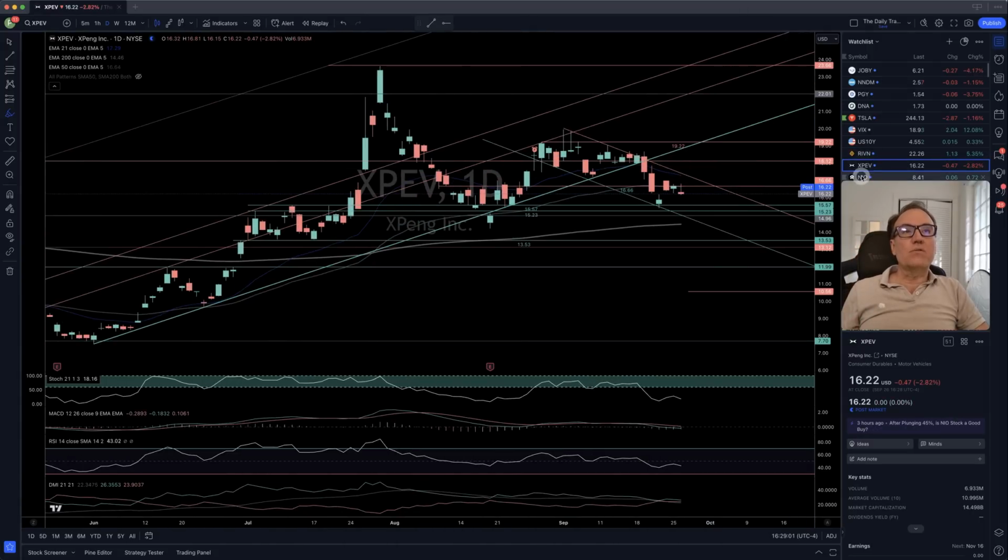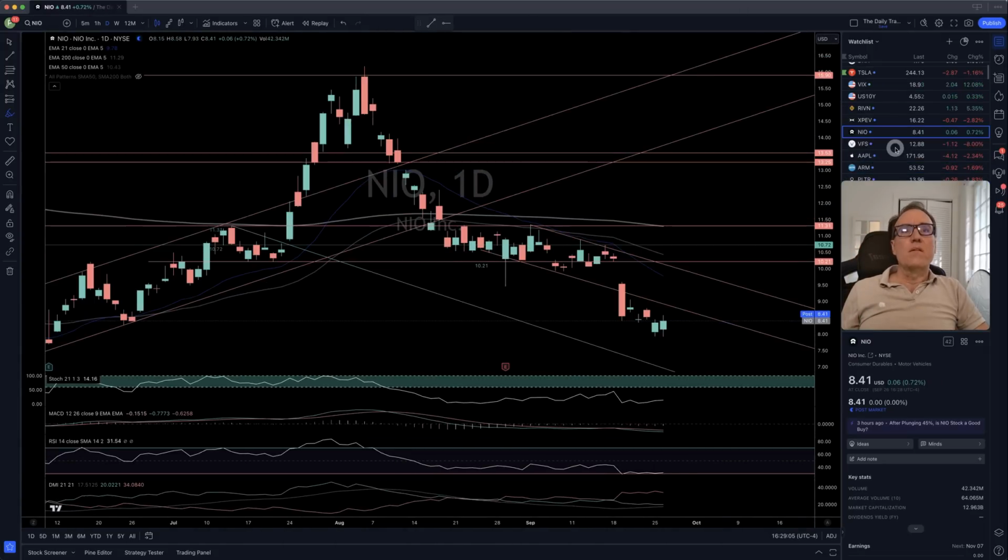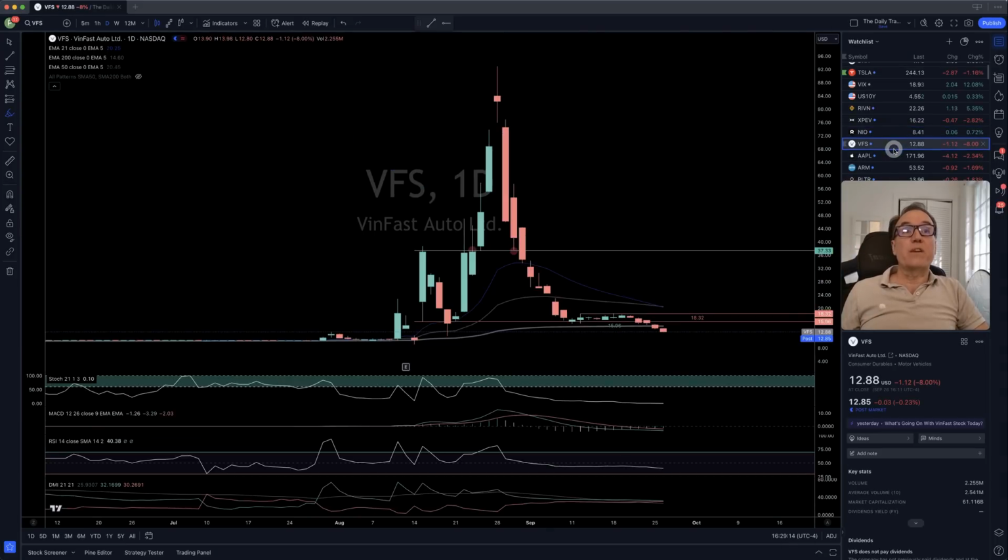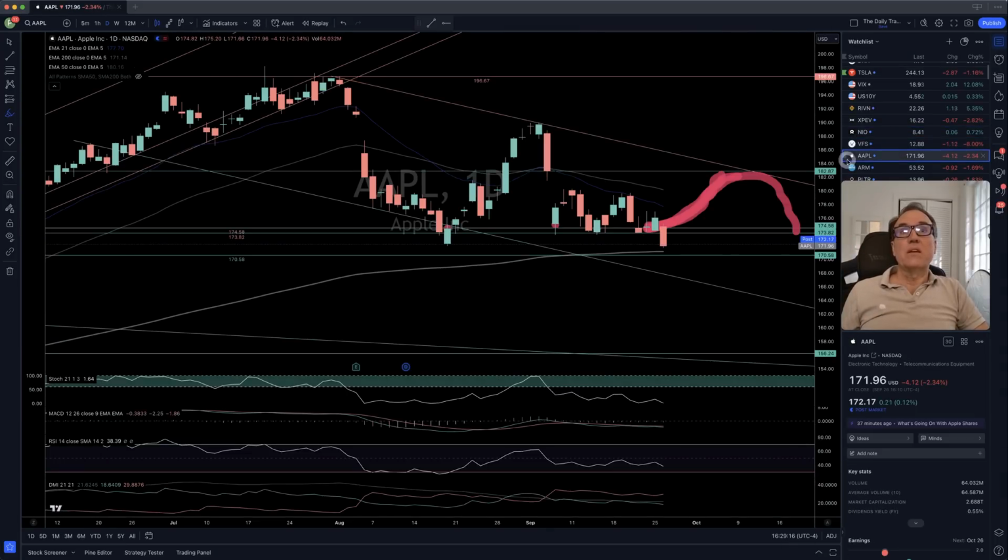Xpeng, nothing to see here, down almost 3%. Neo, the same thing. This is just going sideways. It's green, but it does not move much. VinFast, we don't care, minus 8%.